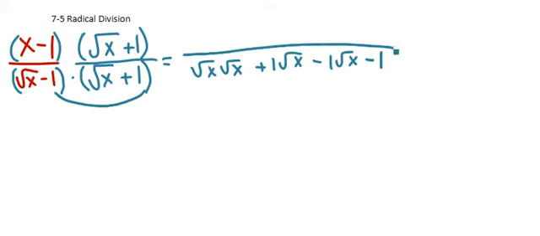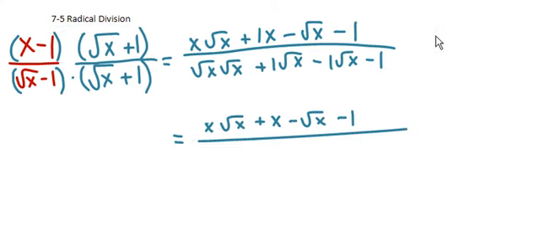We continue by also multiplying the numerator. X times radical x would be represented. The outer, x times 1. The inner, negative radical x times 1. And finally the last term, negative 1 times positive 1.